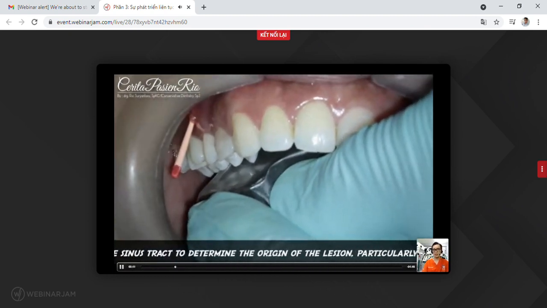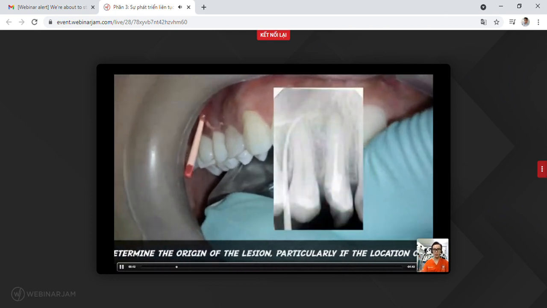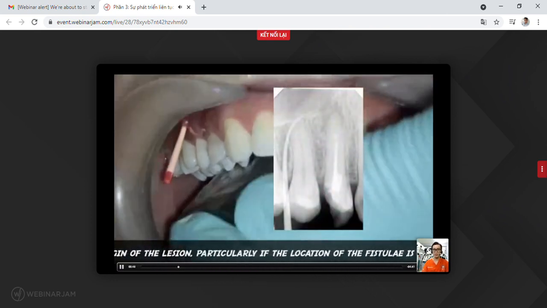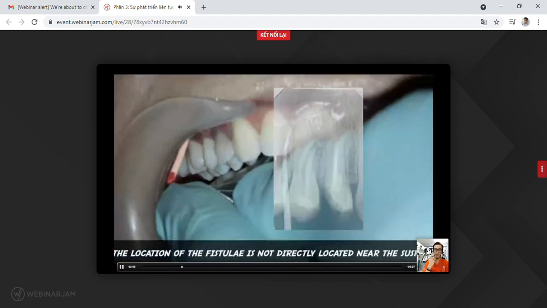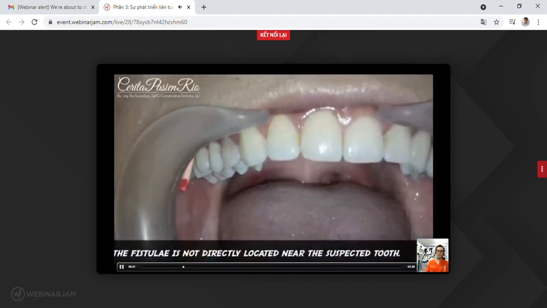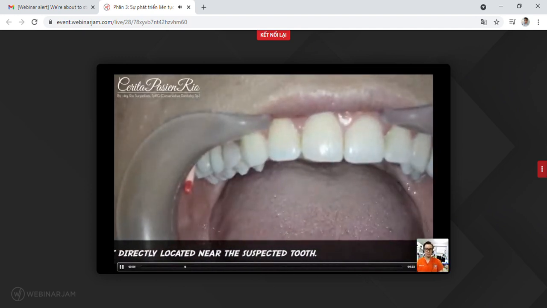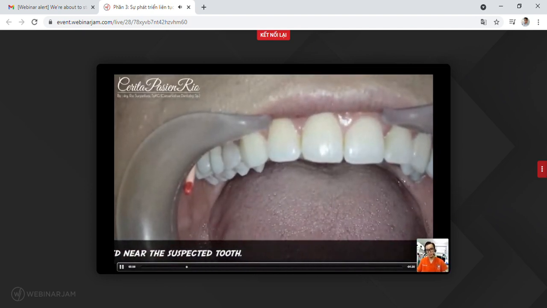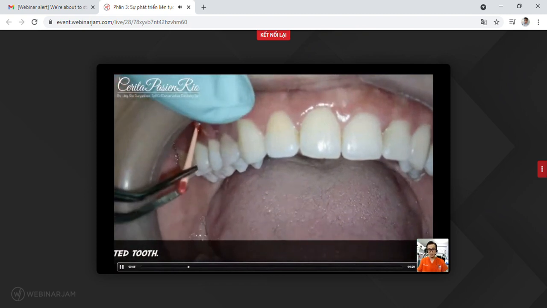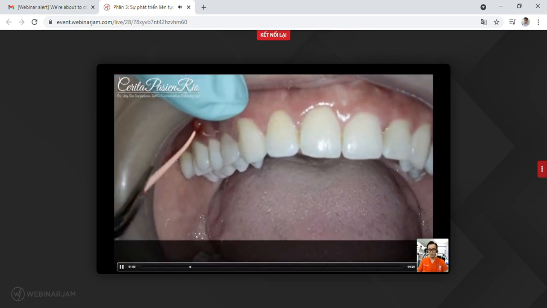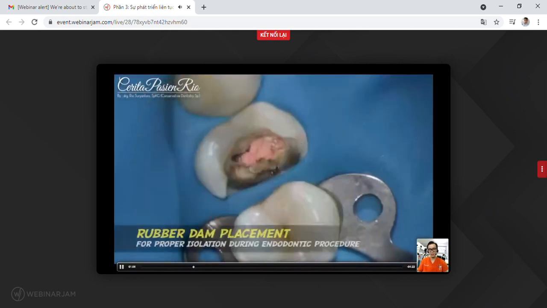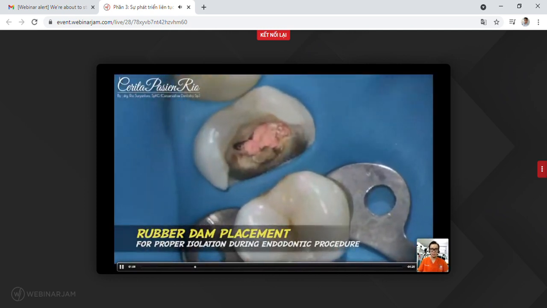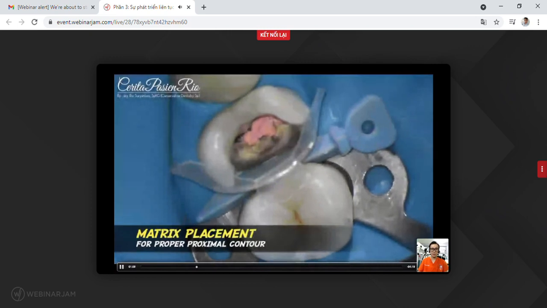Thus, I have the reason to work on the first premolar, although the sinus tract is located more posterior than the second premolar. So after having the proper diagnosis and proper informed consent from my patients, I start working on the endo by having proper access preparation and doing a proper gingivectomy and proper rewalling.